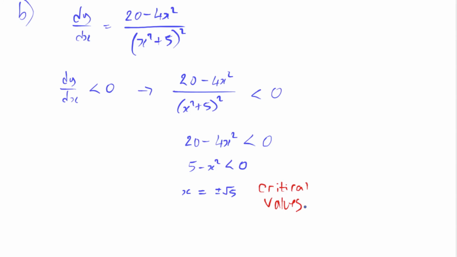For the final part, I always prefer to draw a quick sketch of what the graph y equals 20 minus 4x squared would look like. So roughly it would look like that, crossing at plus root 5 and minus root 5 on the x-axis. We're interested in all the values that are less than 0, so everything that's below the axis. And so this is the region x is greater than root 5 and x is less than minus root 5, so everything on this side and this side.